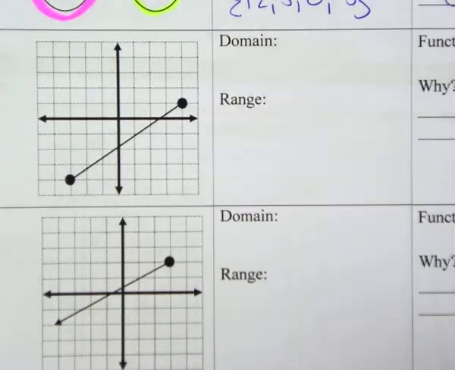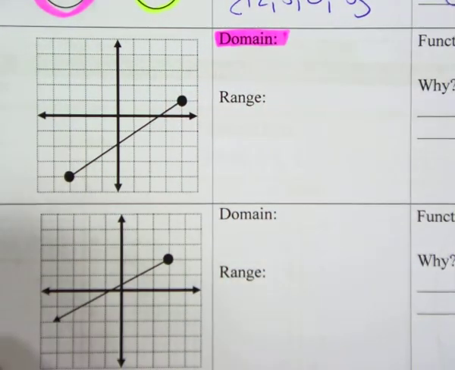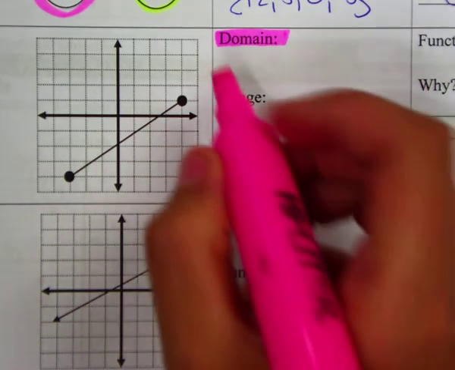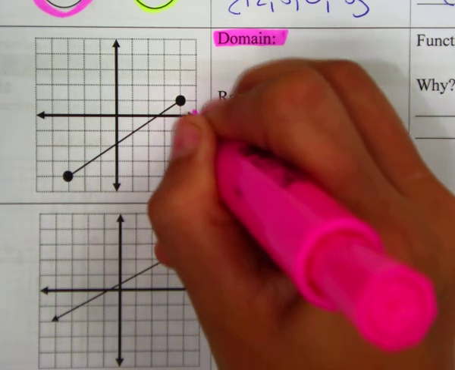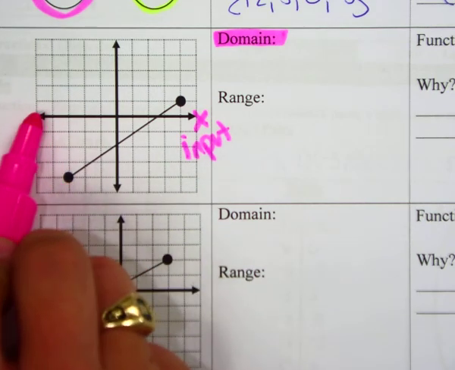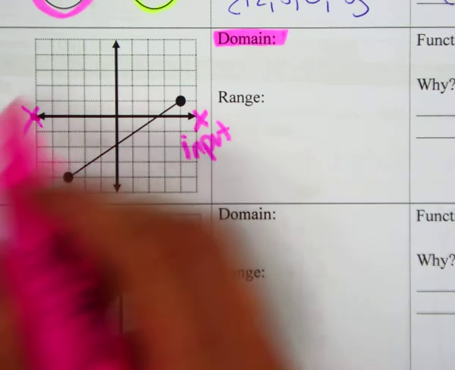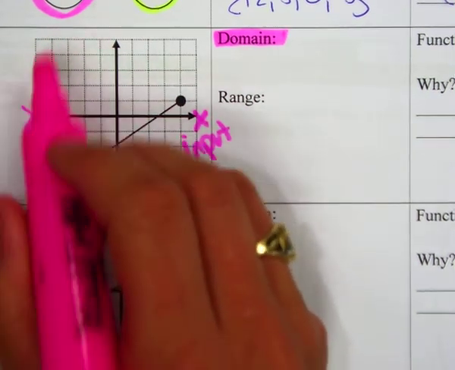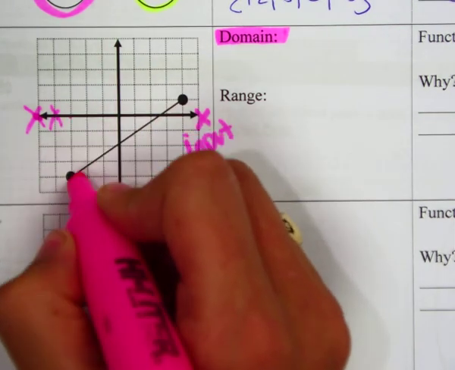Next one. Now this is the hard part. Okay? Domain is still pink. Domain are my x values. Now, this is my x-axis. So what I'm really asking is which x values have a y value, or which input has an output. So for example, if I come all the way over here, is there an x value that has an output here? No. Is there an input value that has an output value here? No. Is there an input that has an output here? Yeah.